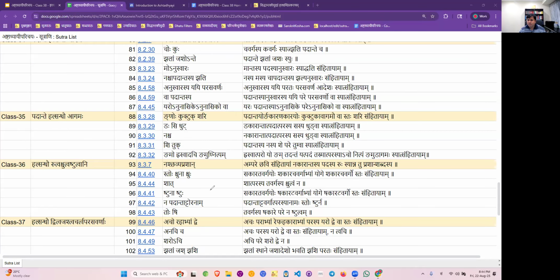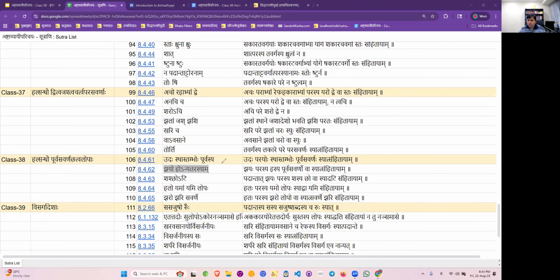So we are done with the sutras. We are done with Udastha Purvasya Jhayo Honyatarasam Shashchoti. Two sutras are remaining: Halo Yamam Yami Lopaha and Jharo Jhari Savarne. Any questions? Ratnakar Mahoday.